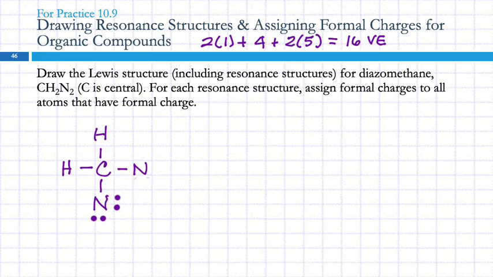So let's change the structure. Well, if the hydrogens aren't on the carbon, where else could they be? They could be on the nitrogen.